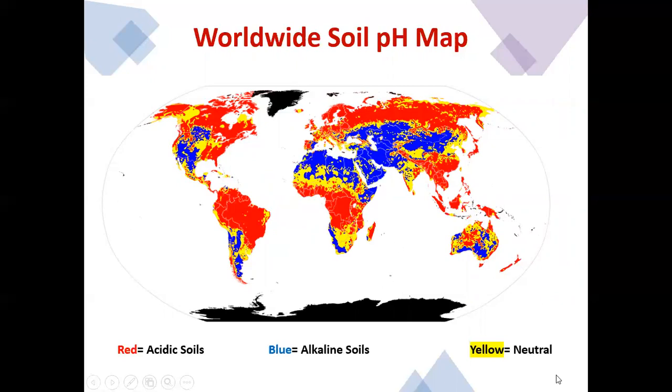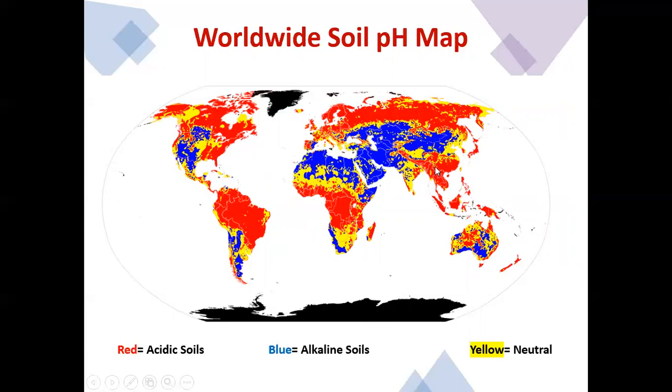Then we have a yellow color, that is the neutral pH, which is thought to be the best for nutrient availability. Unfortunately, we don't have neutral soils, maybe a few small patches. But India has many neutral fields, but the most fertile area of India also has alkaline soils. You can observe that here.